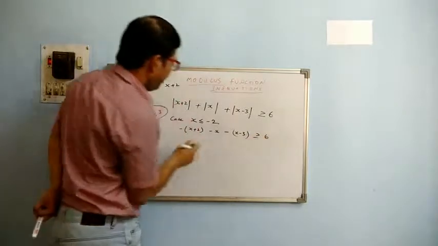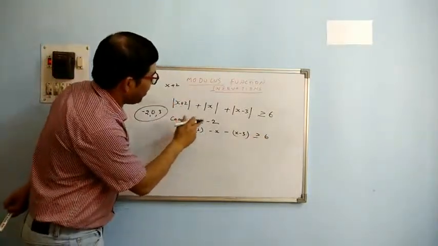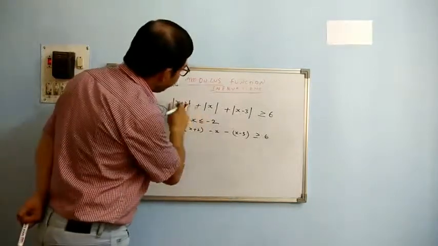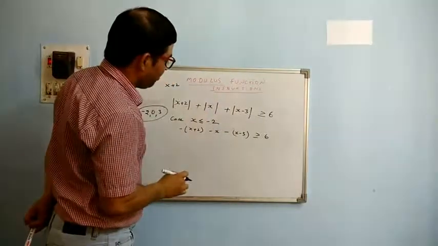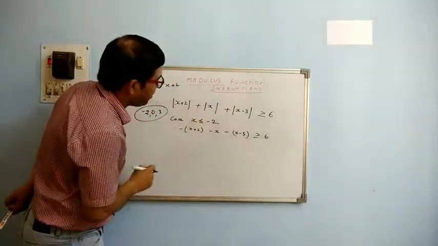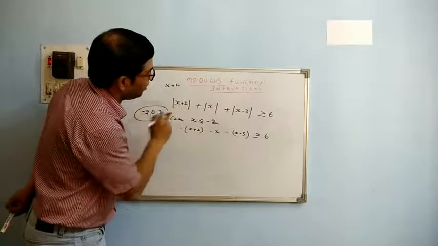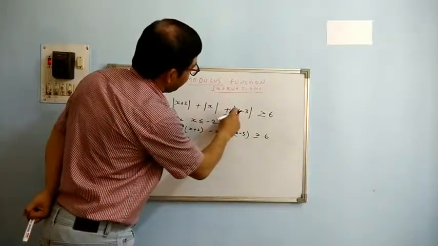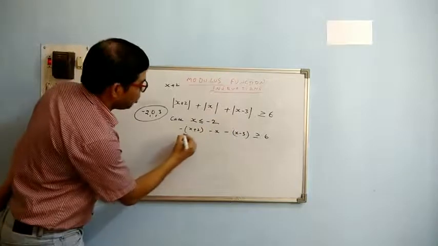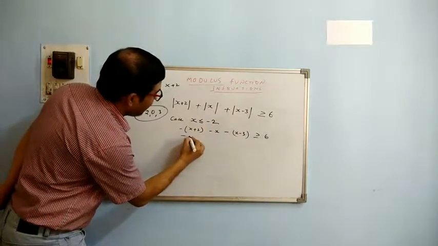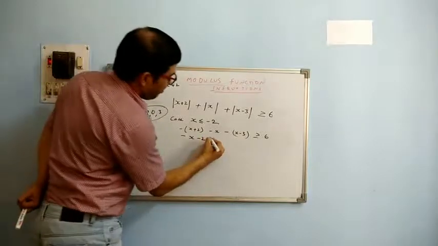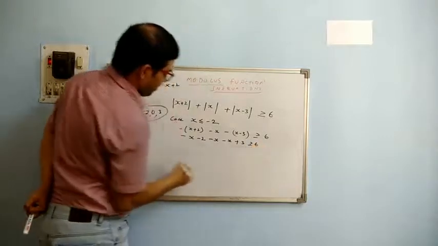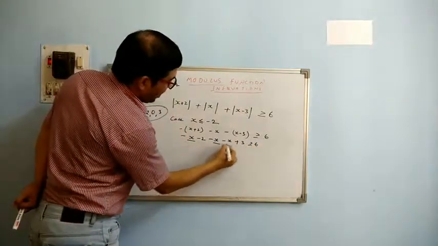If you are finding difficulty in taking the sign, I am just giving you a small technique. You take something smaller than -2 and see whether the result inside is negative or positive. Suppose smaller than -2, I am taking -3. What is this? Negative. What is this? Negative. What is this? This is again negative. On solving this, it will be -x -2 -x -x plus 3 greater than or equal to 6. So what we are getting? -3x.